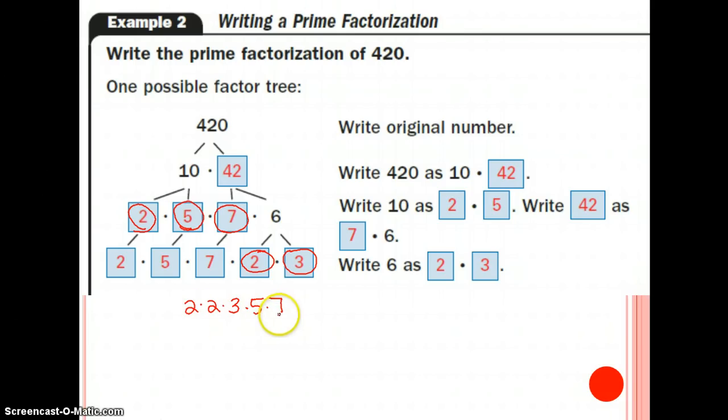You can see I put them in order from least to greatest. I also can continue, and officially my prime factorization would be 2 squared, because there are two 2's, times 3 times 5 times 7. That's your prime factorization. You're not multiplying them together, because if you multiply them together, you're going to get 420, which was the whole point, to factor it out until it's only primes.